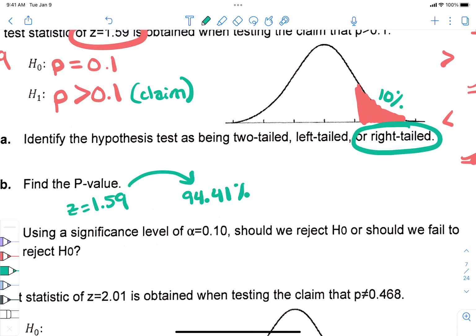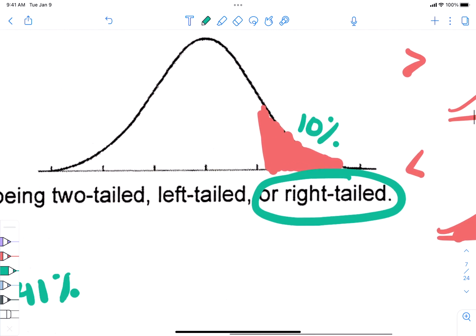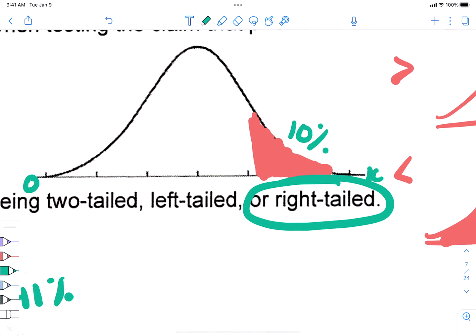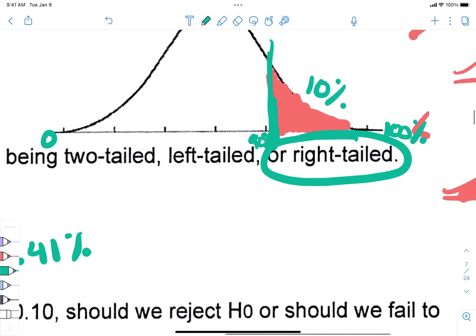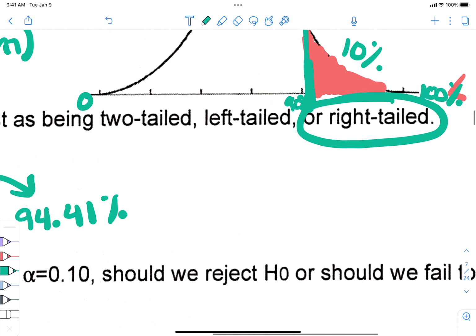Using a 10% significance level. So let's label our bell curve. If here is 0% and here is 100%, my cutoff mark, there's only one of them, is what? What is this cutoff mark right here? 90%, right? So that means if it is anything larger than 90%, we're gonna be in the shaded region, and shaded means reject, right? Okay, so we are at 94.41%, which is in fact in the shaded region.